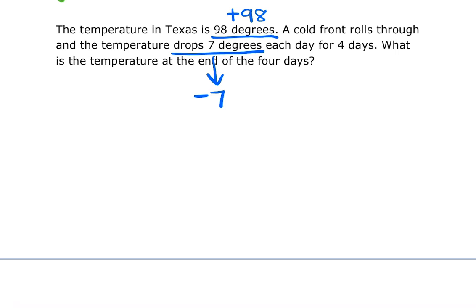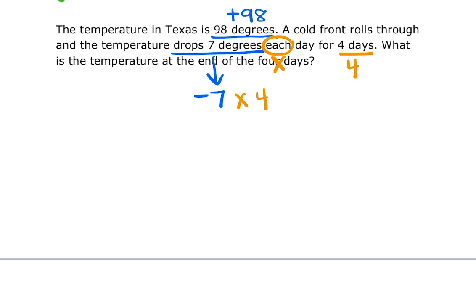And it says each day. So that word each means it's going to happen multiple times. So each is a multiplying word. And it says it's going to happen for 4 days. Okay. So we're going to drop 7 times 4.